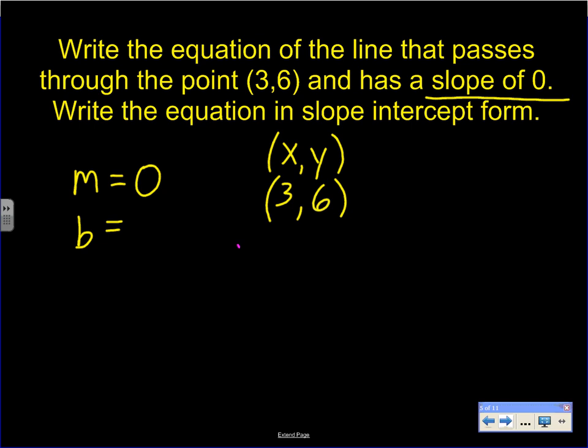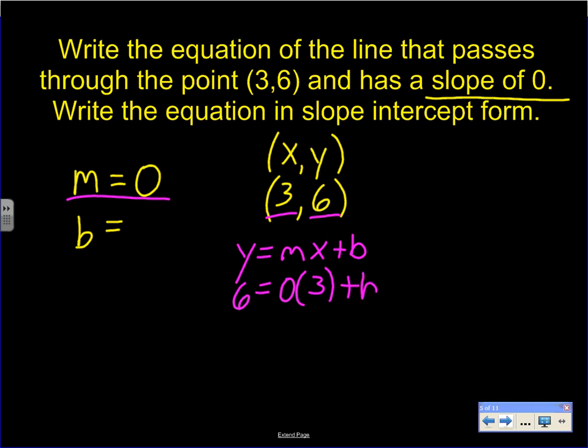So let's go ahead and plug this in. Y is equal to mx plus b. Substitute what we know. M is 0. X is 3. And y is 6. Simplify this. 0 times 3 will give us 0. And therefore, 0 plus b is b. And so therefore b is equal to 6. We write that over there.